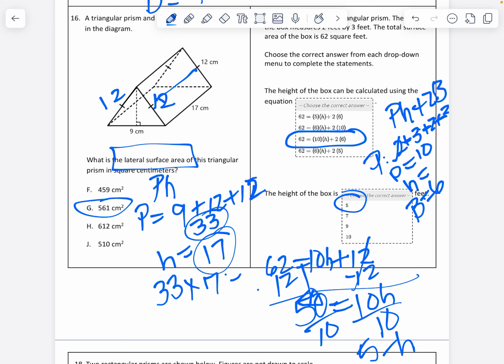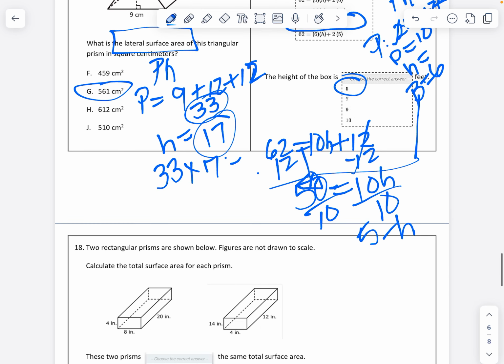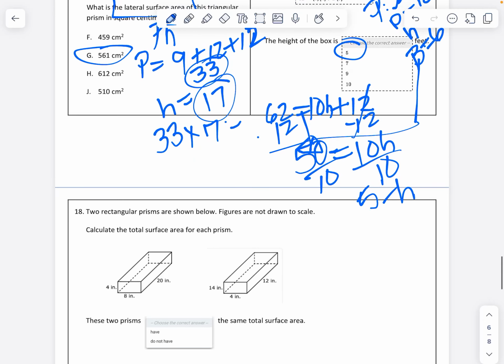Remember, you could do the Y equals, and you could have put that in. I've done 62 equals 10h plus 12, and then calculate it and find that it was 5.